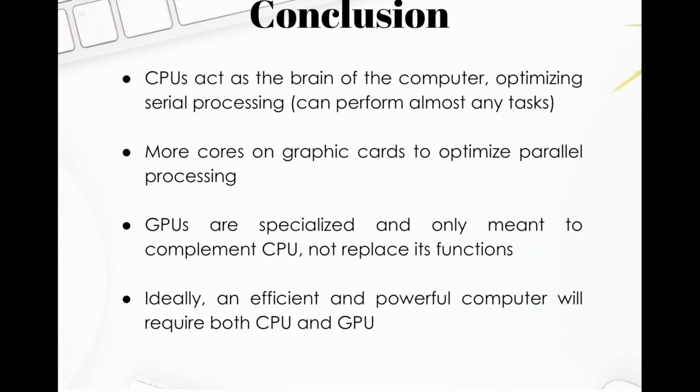Whereas a GPU optimizes more for parallel processing, with more cores on the graphics card. And a GPU is also very specialized. It can do the tasks that a CPU is able to do, but in a much faster process, as it complements the CPU's processors. So all in all, the most ideal situation is when CPU and GPU are used together to provide a more efficient and powerful computer.